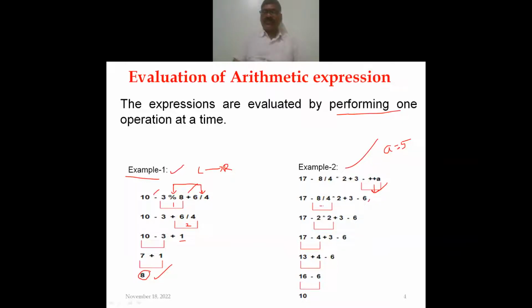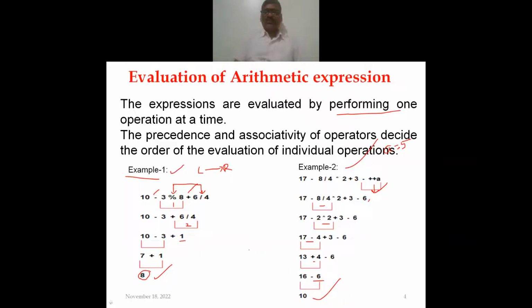Then we have to evaluate minus, slash. Then we have to evaluate star. Then we have to evaluate minus here. Then you have to evaluate plus, and then you have to evaluate minus. Then finally we are going to get output as 10. So this is how the arithmetic expression is evaluated.